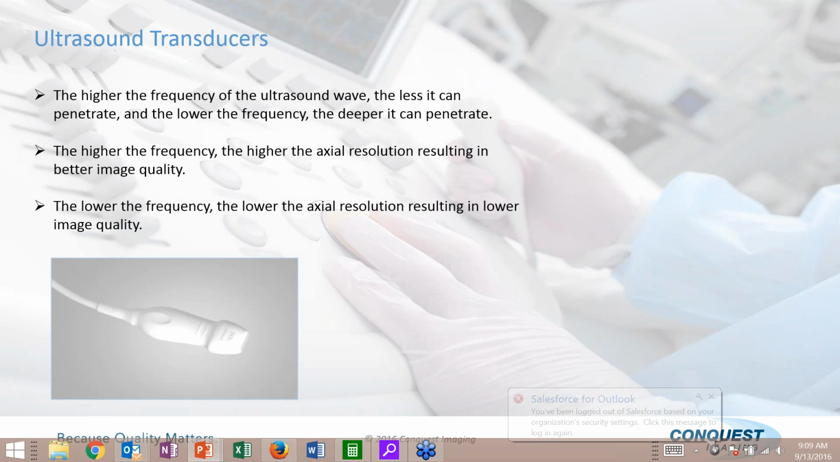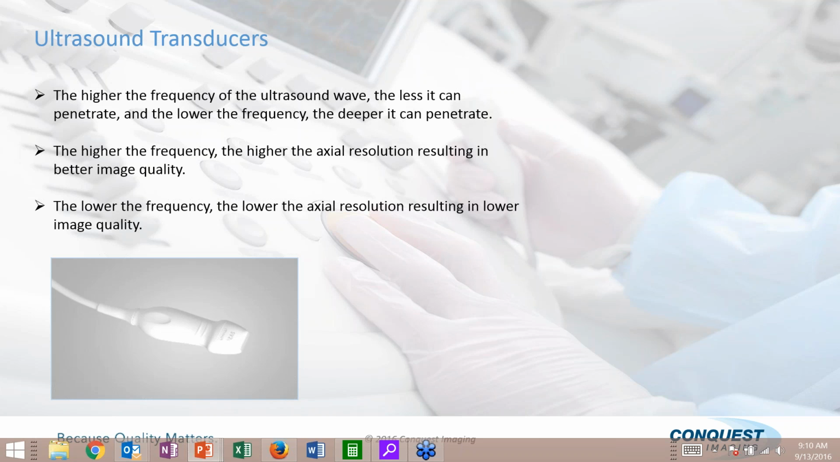Now we're getting into a little bit of physics. With an ultrasound transducer, the higher the frequency of the ultrasound wave, the less the transducer can penetrate. And the lower the frequency, the deeper it can penetrate. So there's a trade-off. And this is where we, again, jump into ultrasound physics. When we use a high frequency, we can only penetrate a few centimeters into the body. With the lowest frequency transducer, we can penetrate into the human body up to 24 centimeters.